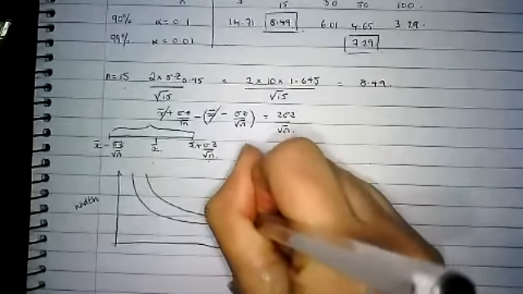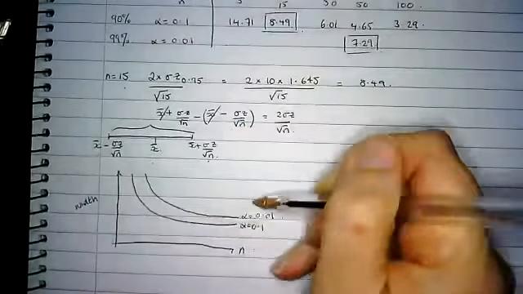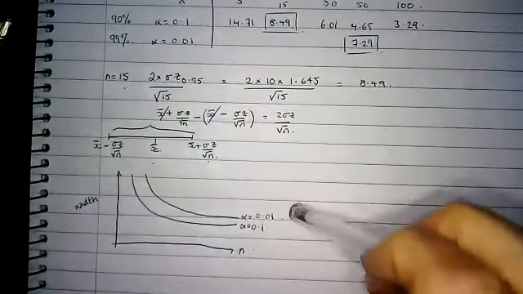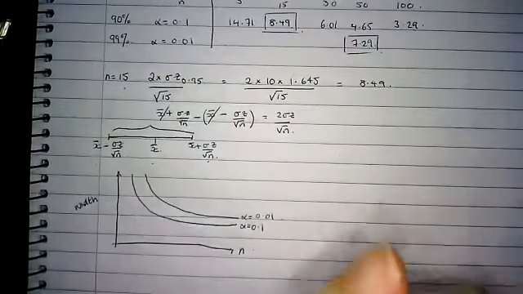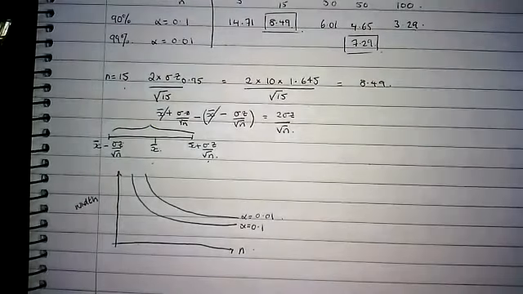So if alpha equals 0.01, I'm going to be expecting that curve to be strictly dominating the one for alpha equals 0.1. Okay.